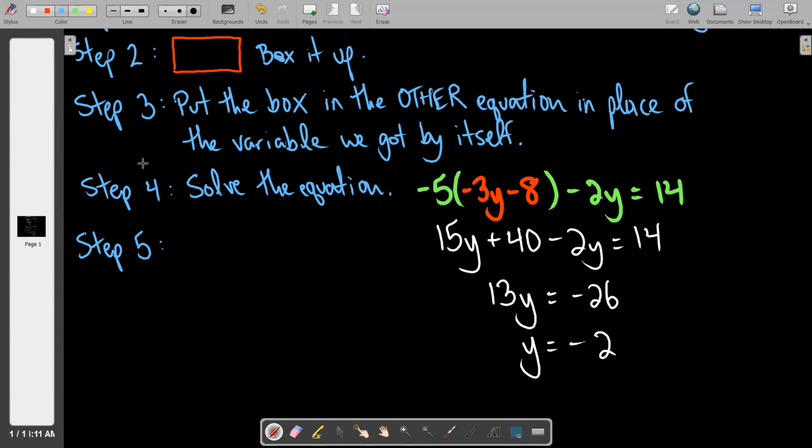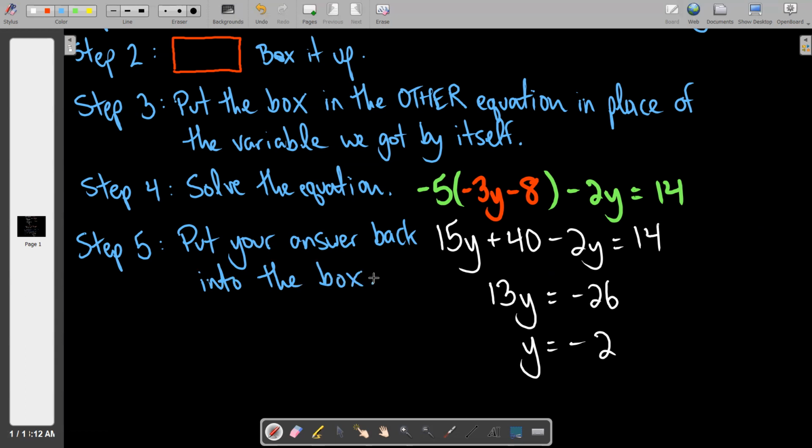Put it back in the box. Very good. So step 5 is going to be put your answer back into the box. You can see these steps are going to be ineffective for someone who doesn't draw the box, right? They'll be like, what is this box? And that's on you. If you choose not to do that step, then that's yours.